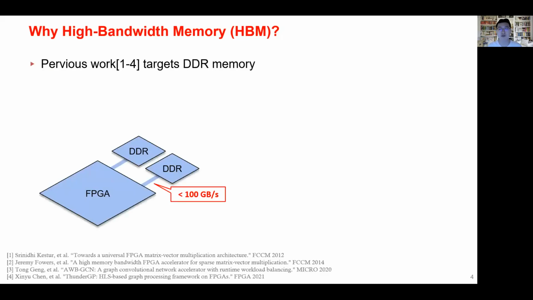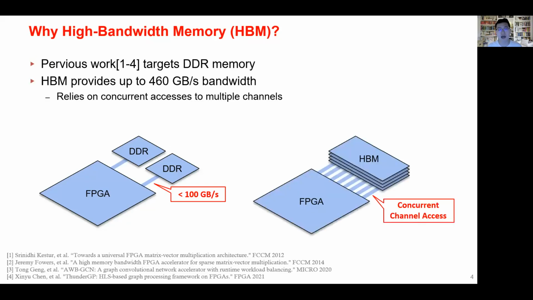There are a lot of previous attempts at accelerating sparse linear algebra on FPGAs with DDR memory. However, high bandwidth memory, or HBM in short, provides exceptional bandwidth when compared to the DDR platforms, which gives us the potential to have higher performance than previous work. However, that high bandwidth of HBM relies on concurrent access to multiple HBM channels, which means when designing the accelerator architecture and the sparse matrix format, we must avoid any kind of channel conflicts.